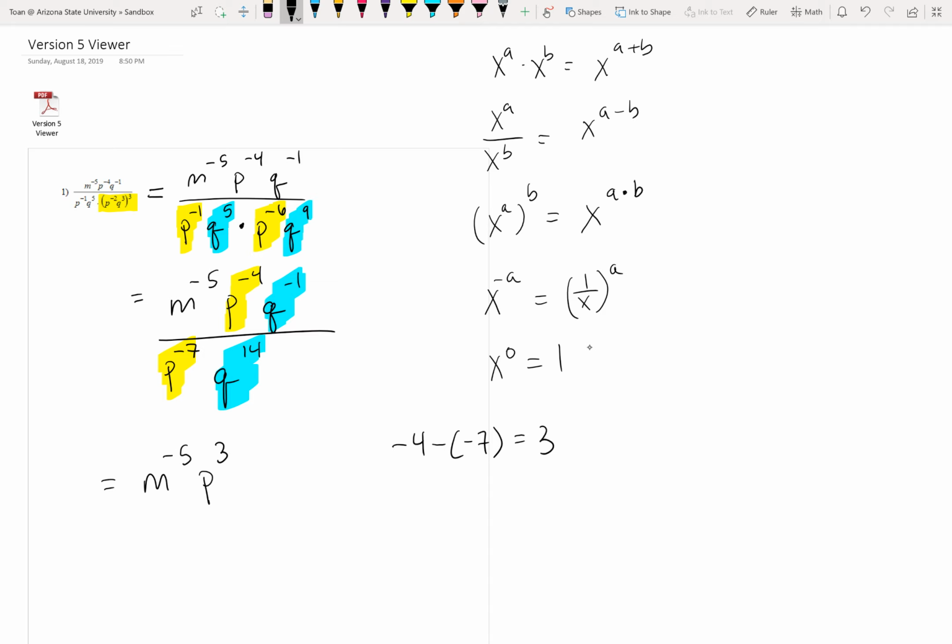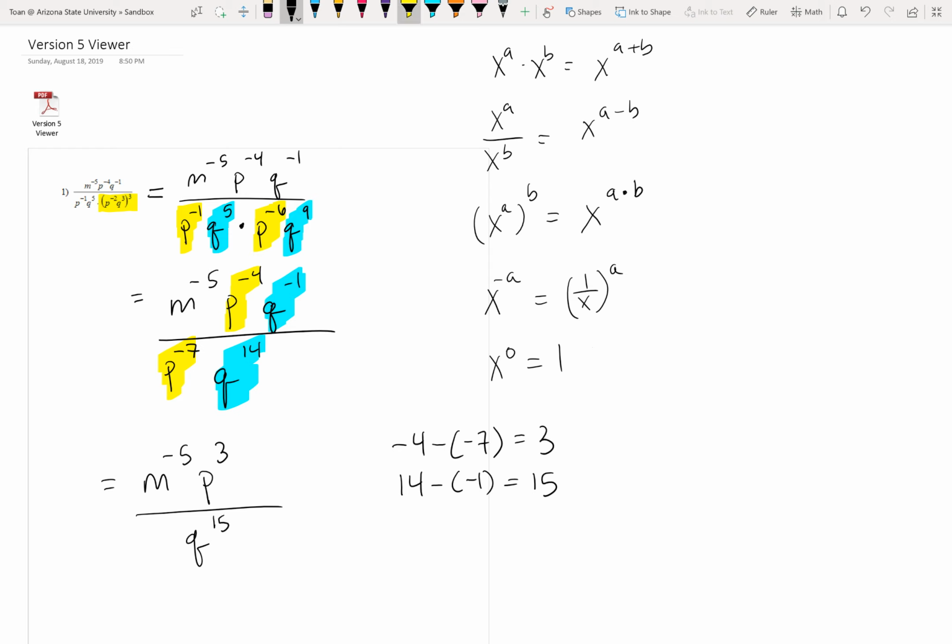Working the q's, I have the exponents 14 and negative 1. Well, the number 14 is bigger than the number negative 1, so I'm going to do 14 minus a negative 1, which gives me a positive 15. And since the 14 was bigger on the bottom, I'm going to put my answer of q to the 15 on the bottom.